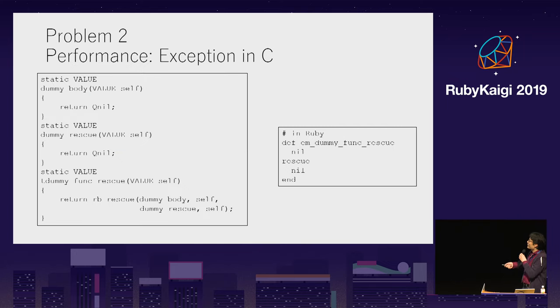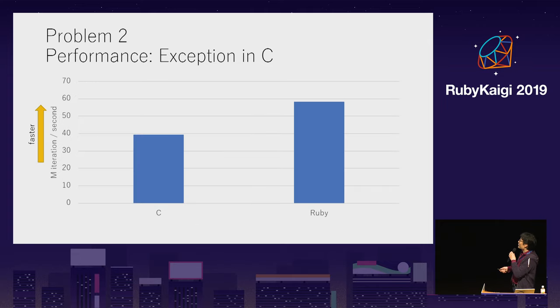Another example is exception handling in C. If we want to do the same very simple exception handling code in C, we need to write this code. And the C implementation is slower than Ruby. This is because the virtual machine's exception handling is faster than C's exception handling.